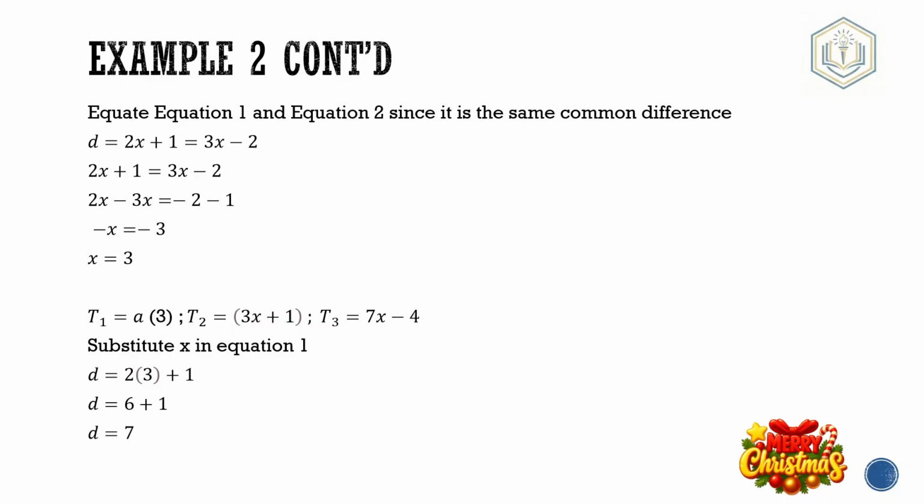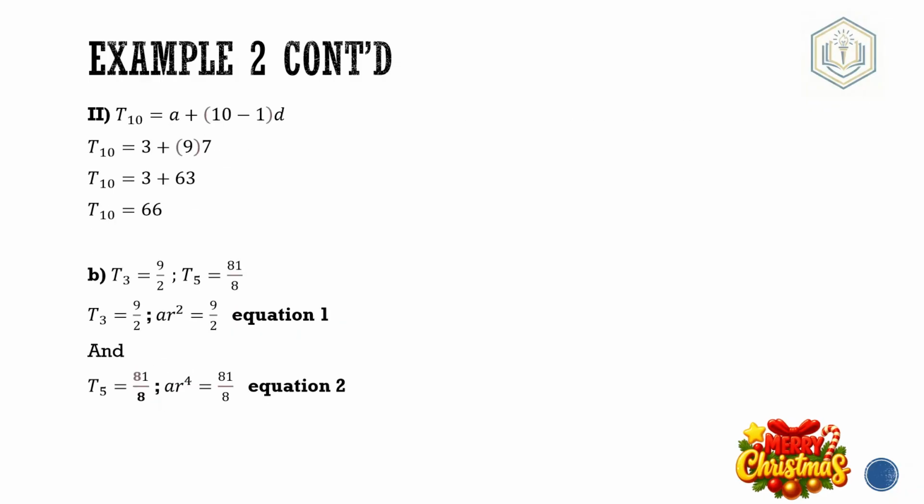Now we want to get the common difference. We've gotten the value of our first term to be 3. Now we need to get the common difference. So our common difference, we can get it from our T2, which equals 3x plus 1. Substitute x in equation 1. We have our equation 1 to be 2d equals 2x plus 1. So just substitute x in that equation. You have your d equals 2 times 3, which is 6, plus 1. So 6 plus 1 will give us 7. Our d, which is the common difference, is 7.